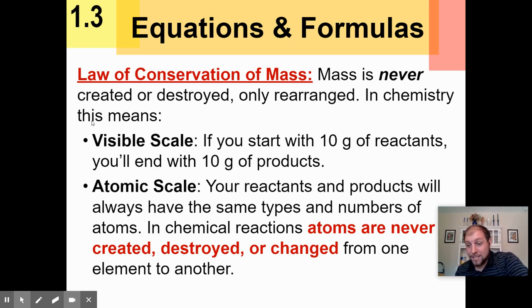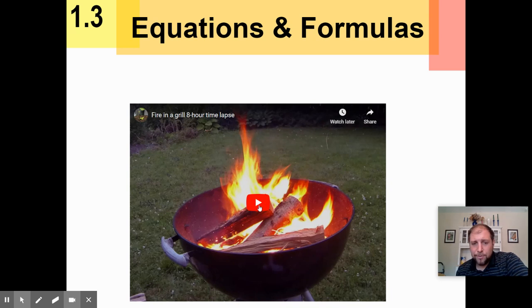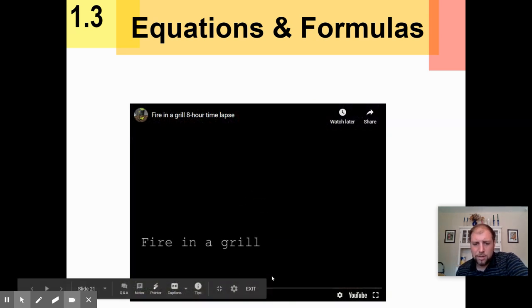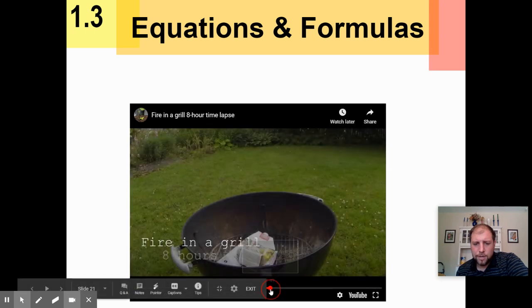Okay, so here, for example, is a time lapse video of logs being burned. I'm just going to skip forward here.